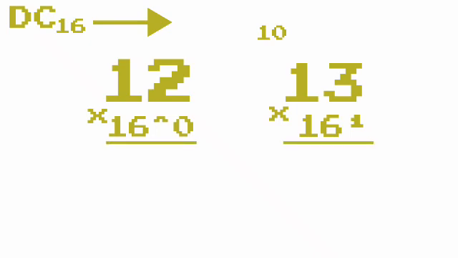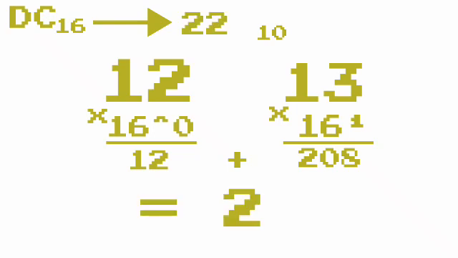Hexadecimal DC to decimal. List down the given, starting from the last symbol, so C is converted to 12 and D is 13. Multiply 12 to 16 to the 0 power. Multiply 13 to 16 to the first power. 12 times 16 to the 0 power is 12. 13 times 16 to the first power is 208. Get the sum, so it's 220.